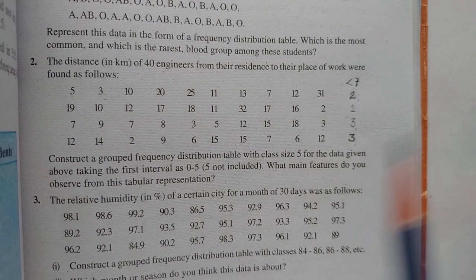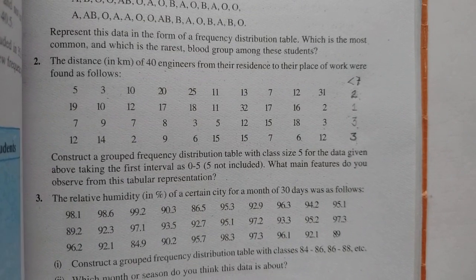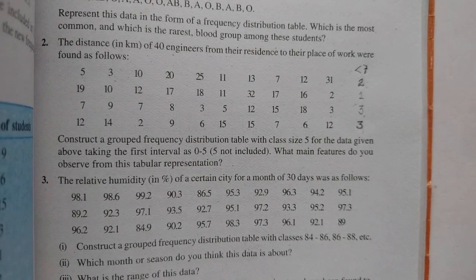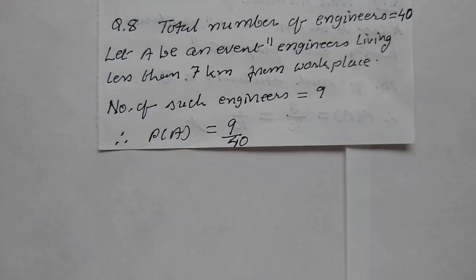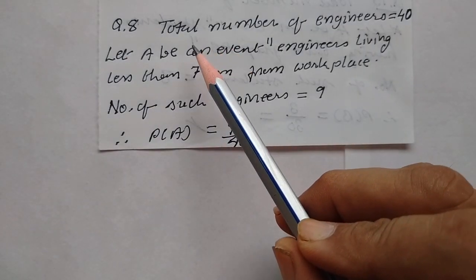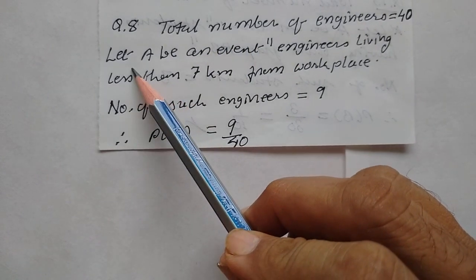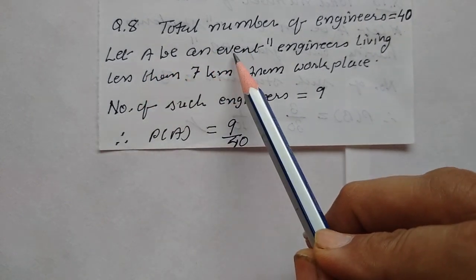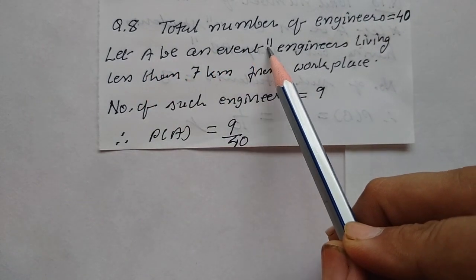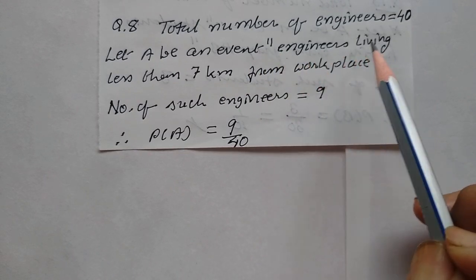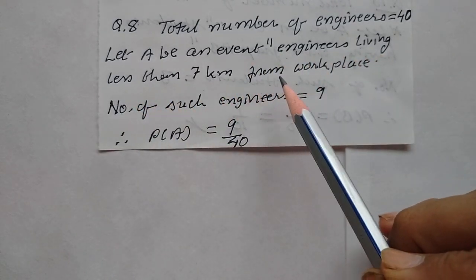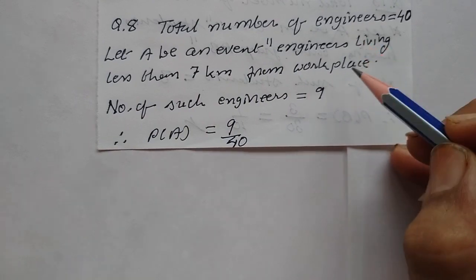Now children, it is very easy. So let us write down the first answer for the first question. Now see children, total number of engineers is 40. As usual, let A be an event: engineers living less than 7 kilometers from workplace.